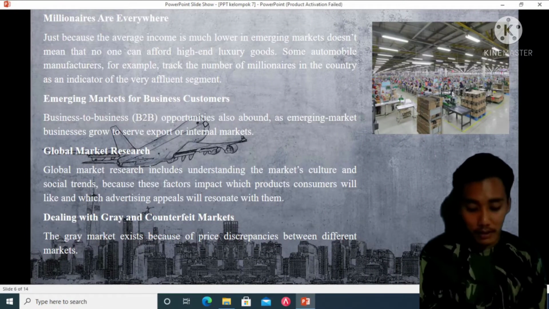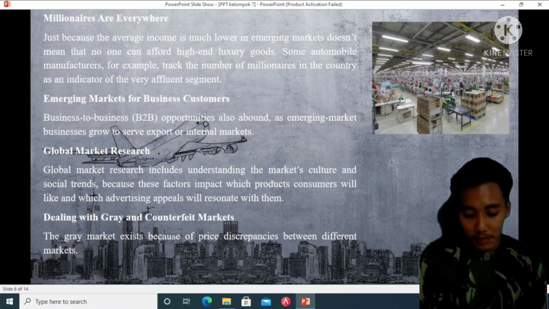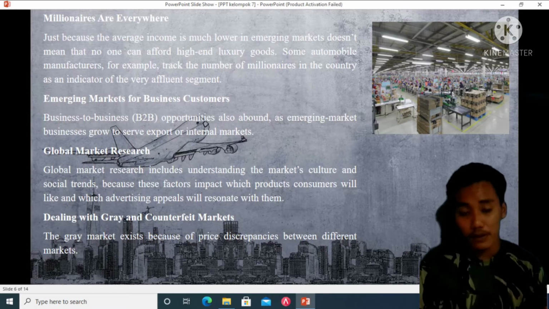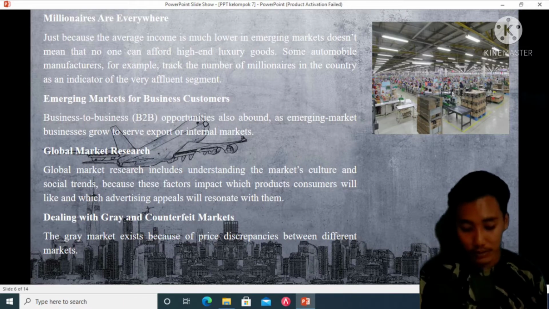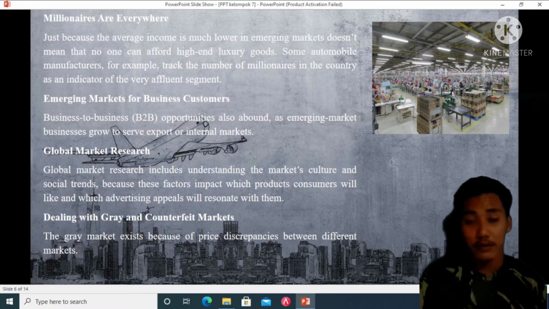Next, millionaires are everywhere. Just because the average income is much lower in an emerging market doesn't mean that no one can afford luxury goods. Some affordable medical tests, for example, track the number of millionaires in the country as a target for the very affluent segment.